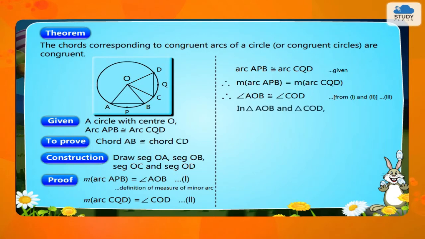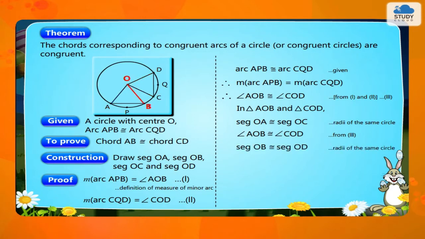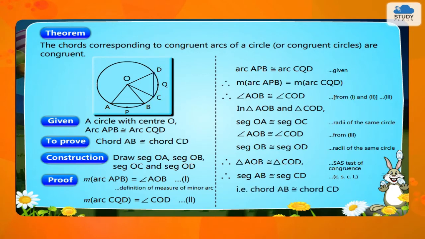Equation 3. In triangle AOB and triangle COD, segment OA is congruent to segment OC. Angle AOB is congruent to angle COD. Segment OB is congruent to segment OD. Therefore, triangle AOB is congruent to triangle COD. Therefore, segment AB is congruent to segment CD. That is, chord AB is congruent to chord CD.